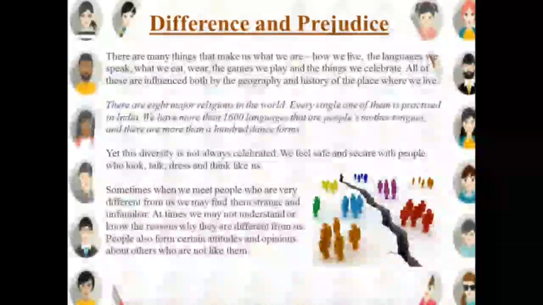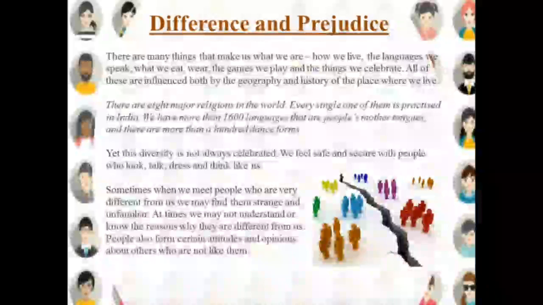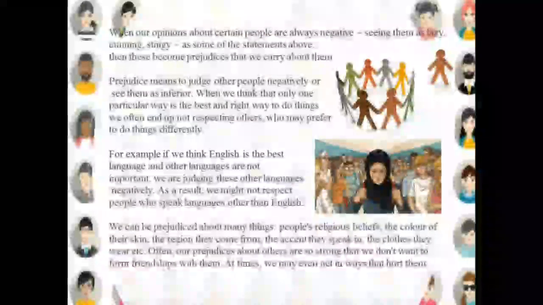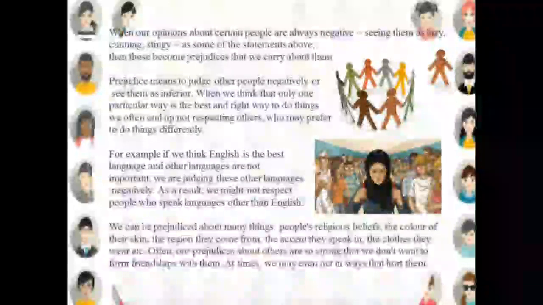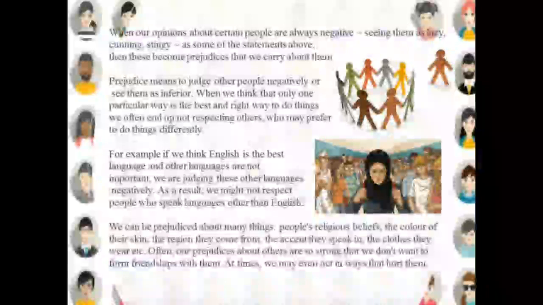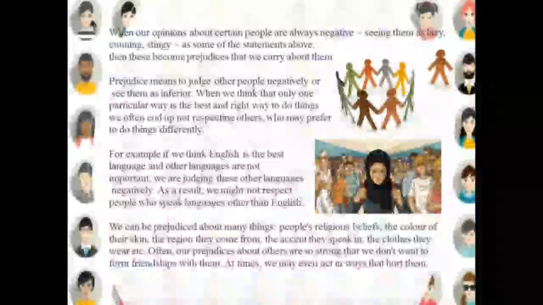People also form certain attitudes and opinions about others who are not like them. Whenever we form opinions about certain people, these are generally negative. We see them as lazy, cunning, stingy, and these statements become the prejudice that we carry about them. The word prejudice means to judge other people negatively or to see them as inferior.